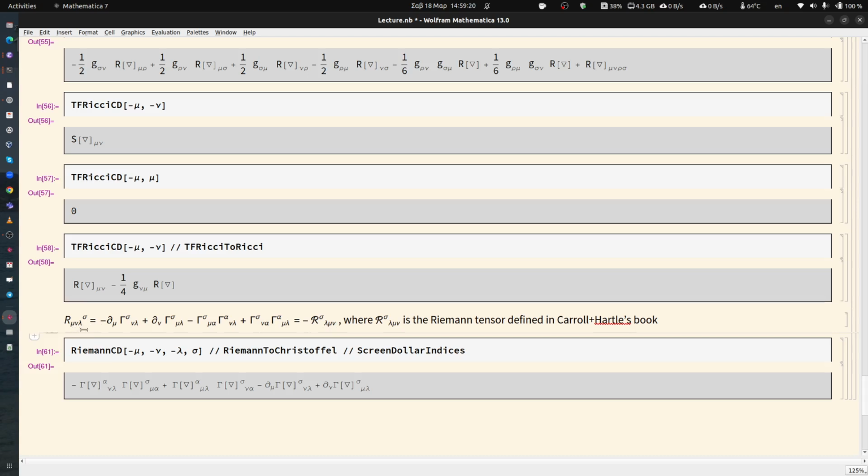So here you see mu and nu are placed in the beginning, and mu and nu are placed in the end in Carroll's book. And then the indices that rotate the vector or the one form in the commutator of covariant derivatives definition are the first two indices in Hartle's book and the last two indices in the other order in Weyl's book.